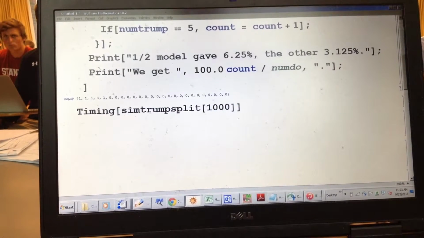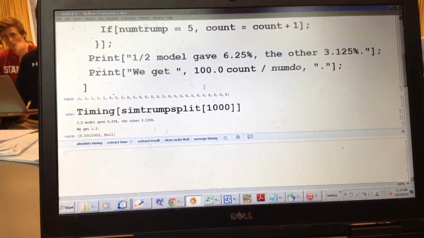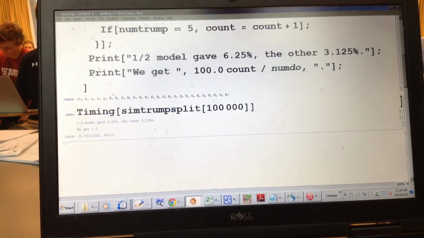All right. Who thinks it's going to be close to the 3.1%? Wow, so much faith. Who thinks it's going to be close to the 6.25? Who thinks there's a mistake in the code? Well, maybe 1,000 isn't big enough, right? So let's make it 100,000.